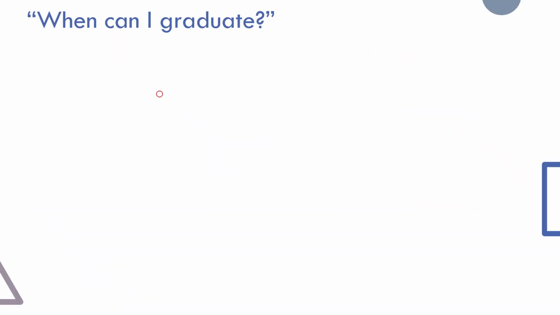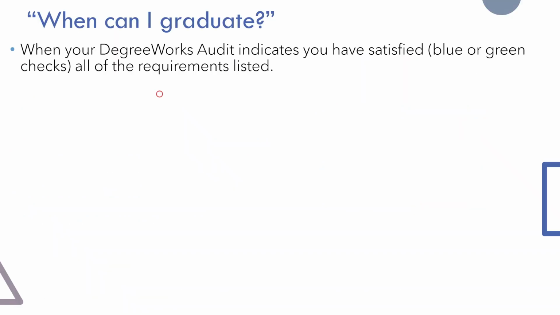Another way to answer the question of when can I graduate is to check your DegreeWorks audit. You can graduate when you have satisfied all of the requirements that are listed. These either need to be checked off green, which means completed, or blue, which means in progress.